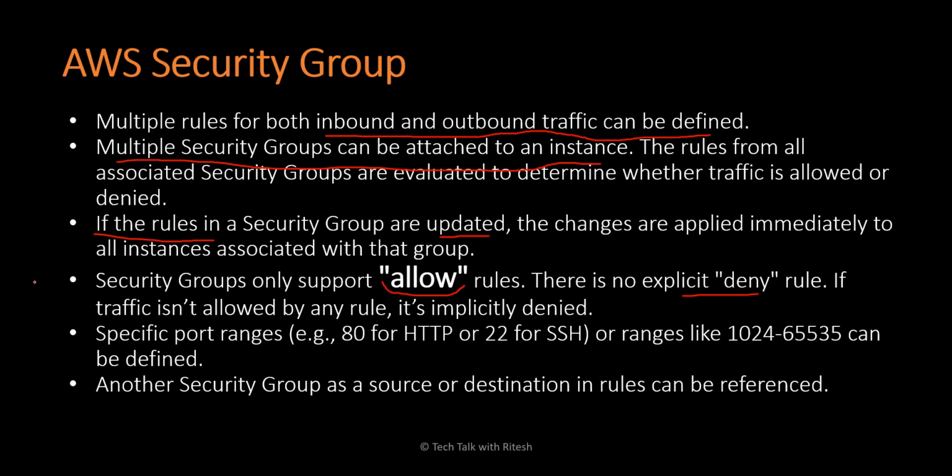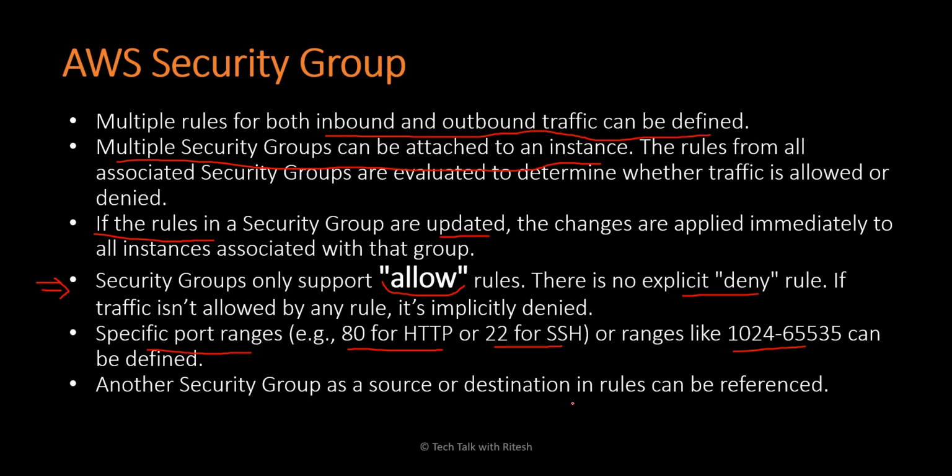So only allow. It's a good guy. I mean, good guy. How do they operate? They always welcome people. So if you are not welcomed, it means you are not allowed. This is how it is working. Okay. Specific port range. For example, 80 is for HTTP, 22 for SSH, or ranges like this can be defined. So that is also doable. I mean, we can specify a particular port or a range.